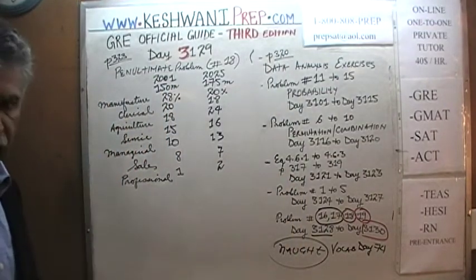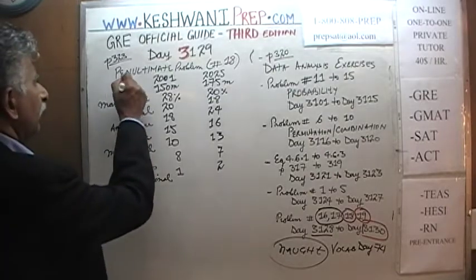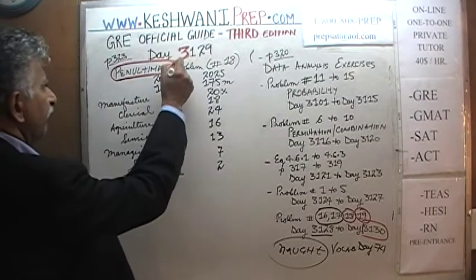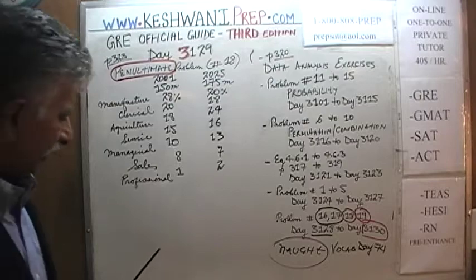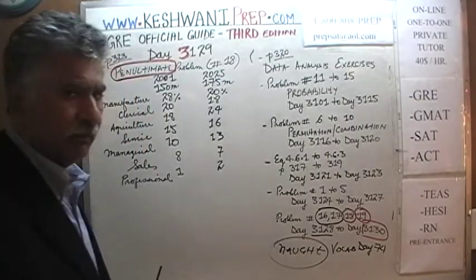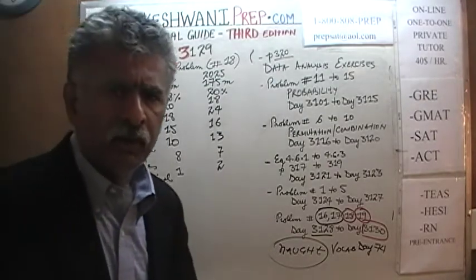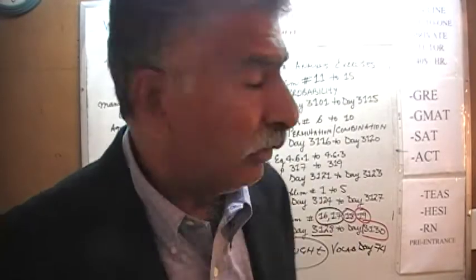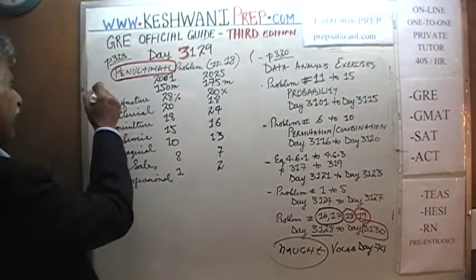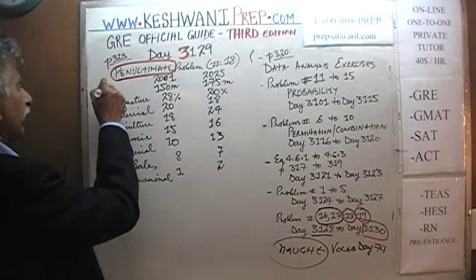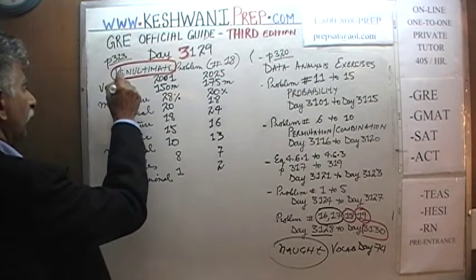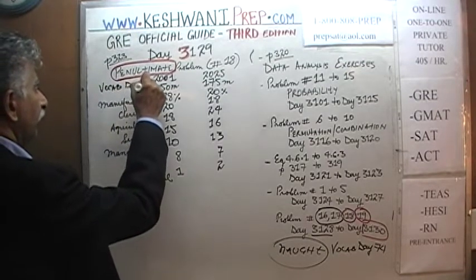Problem number 18. It is, as we said, the penultimate problem. As we already know, penultimate is just a very fancy way of saying second to the last. It is a word that we learned in our vocabulary lessons, on day number 11, if you recall.